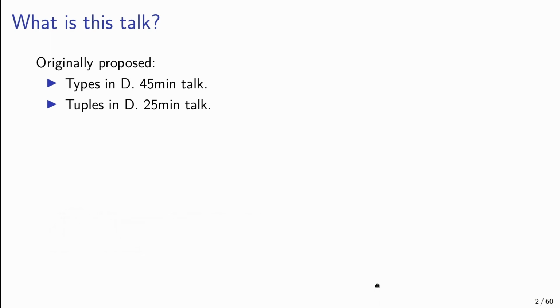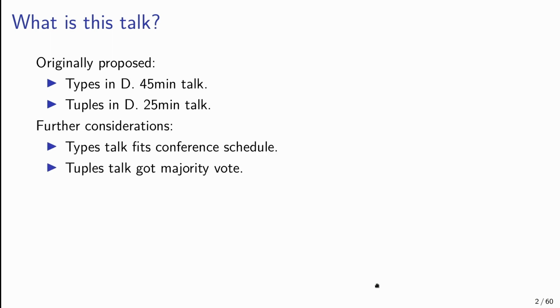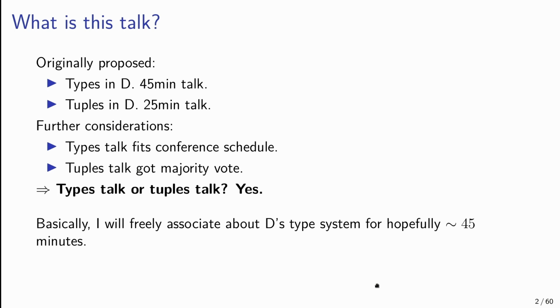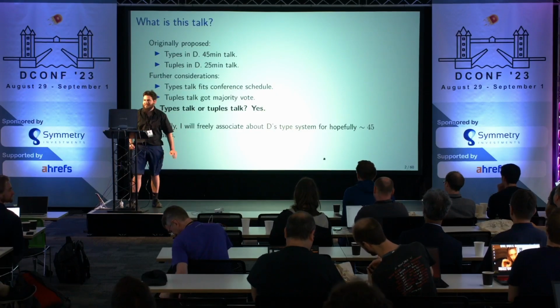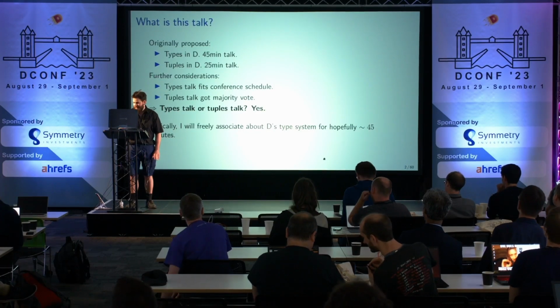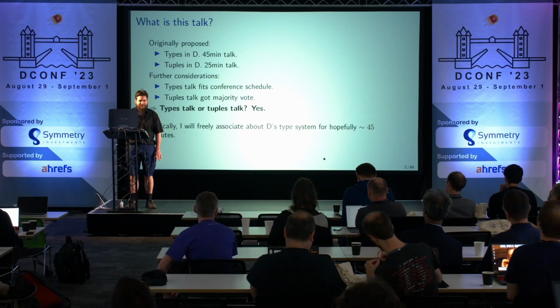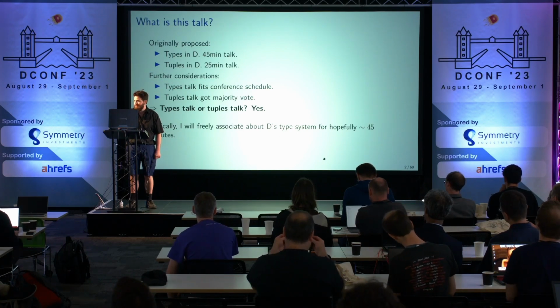So originally I proposed 2 talks to choose from, basically. So types in D talk and the tuples in D talk. The issue was, like, the types talk fits the conference schedule, but the tuples talk was what everybody wanted to hear. So I'm going to do both, which is what usually happens in D. So basically what I'll do is I will freely associate about this type system for hopefully around 45 minutes. I did cut some of the more arcane type system things in favor of tuples.